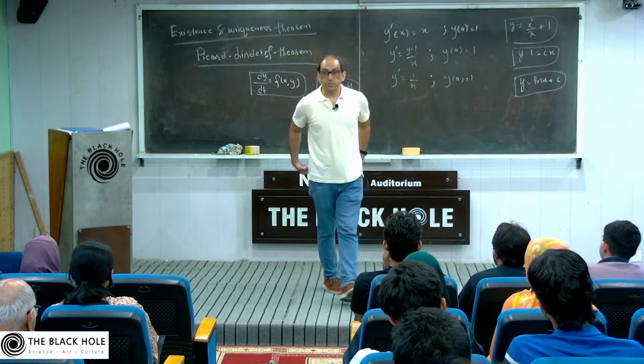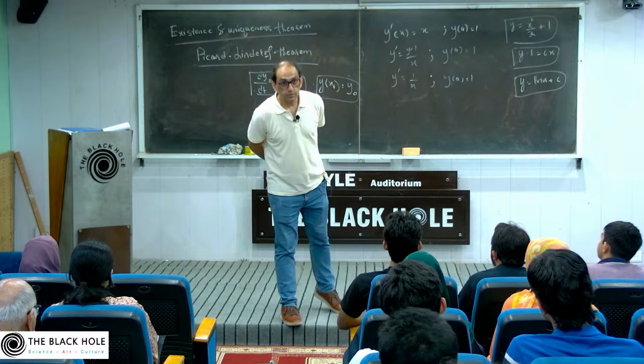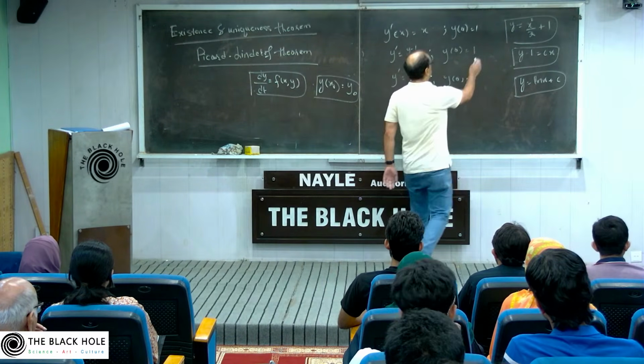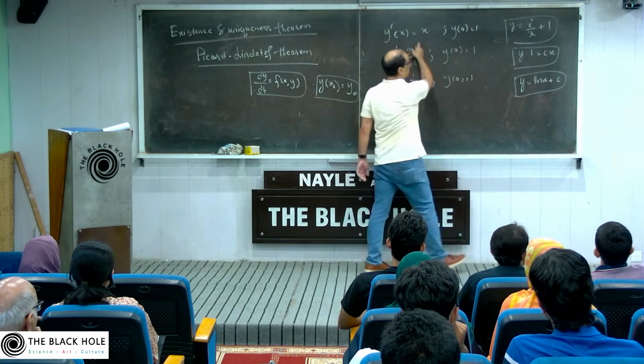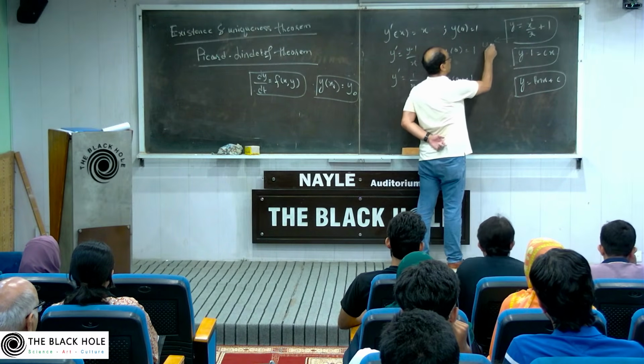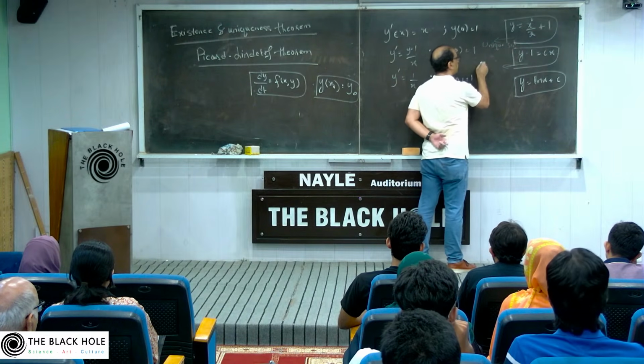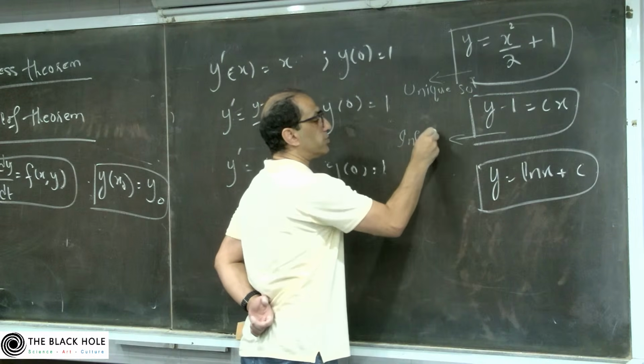So when it can take any value, what does that mean? c is all real. Infinitely many solutions. So from here, there is a differential equation for which you have a unique solution. Here you have infinitely many solutions.